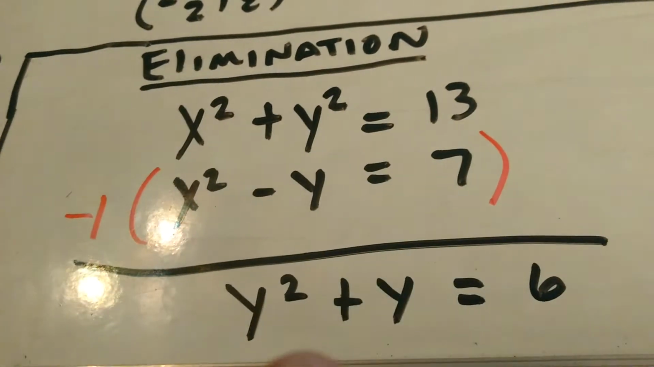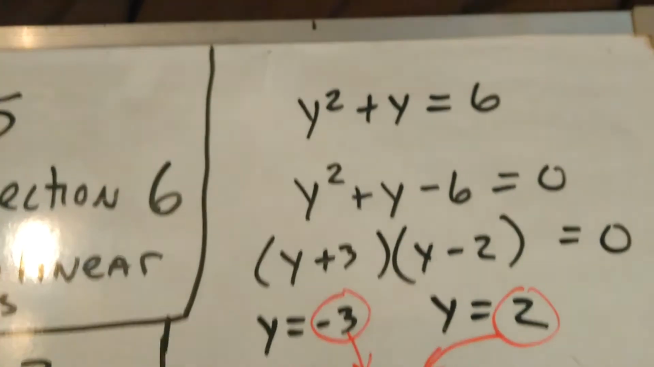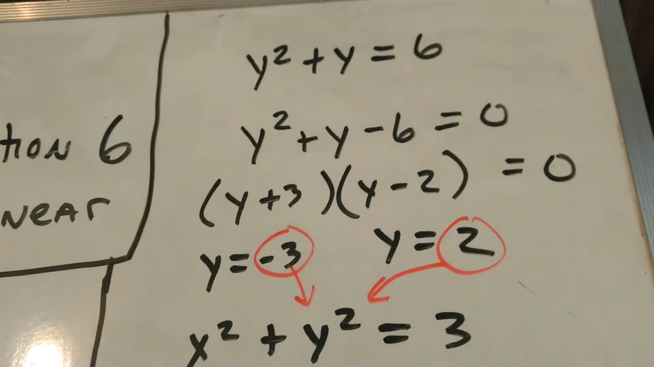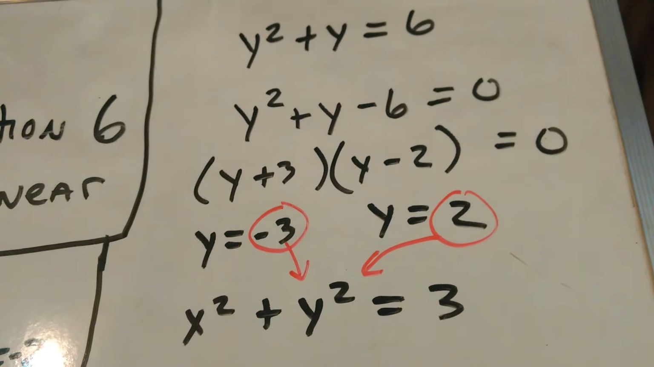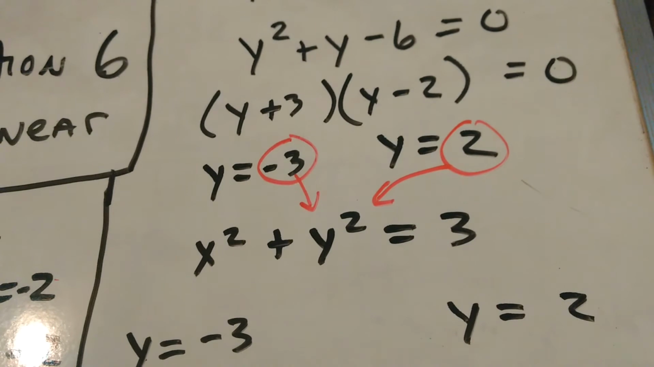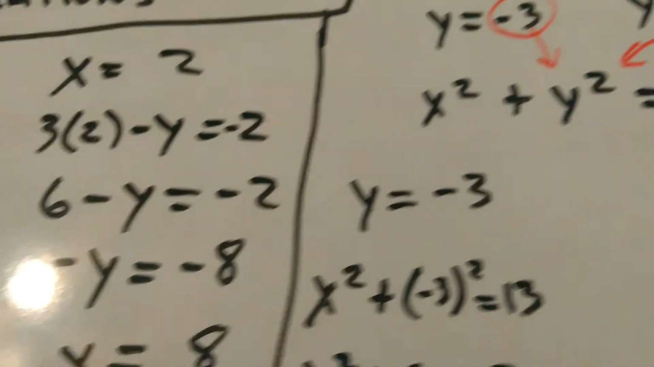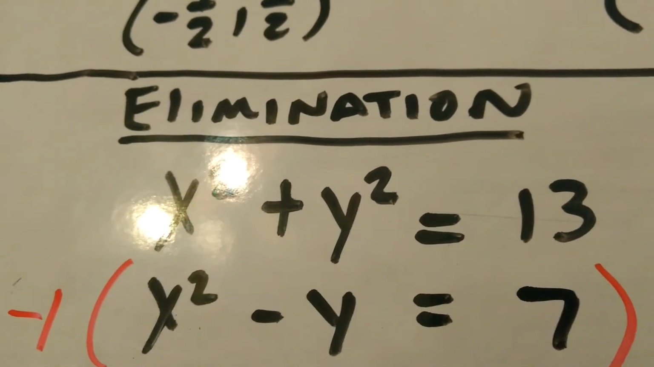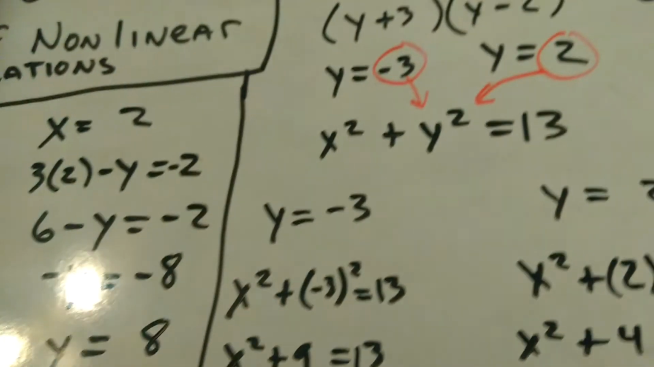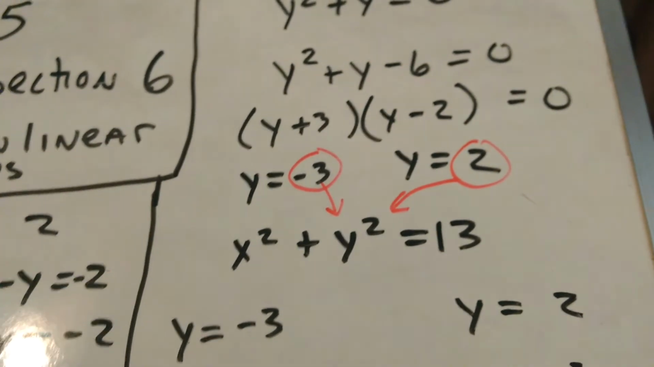So when I add the two equations together, I get y squared plus y equals 6. If I then subtract the 6 over, I get y squared plus y minus 6 equals 0. This factors into y plus 3 times y minus 2, which tells me y is negative 3 and y is 2. Just like we did in the other example, I'm going to pull an equation from the original. I'm going to choose x squared plus y squared equals 13. I'm going to substitute negative 3 in for y, and then substitute 2 in for y.